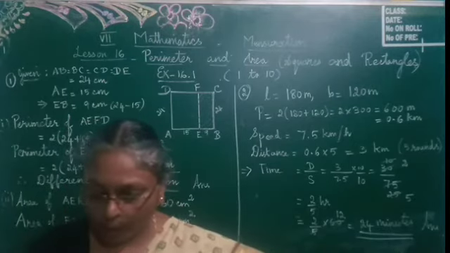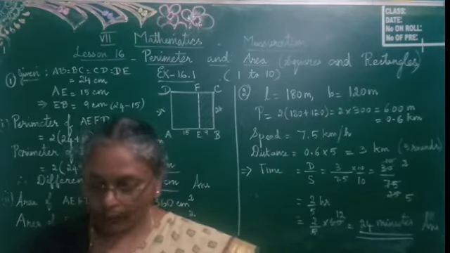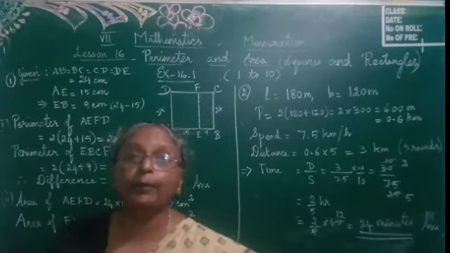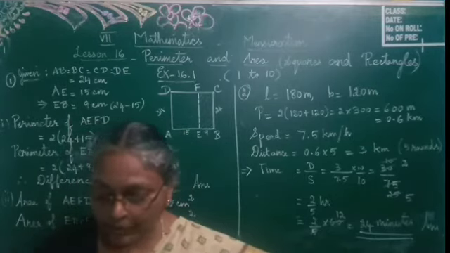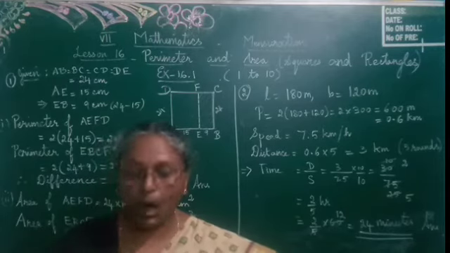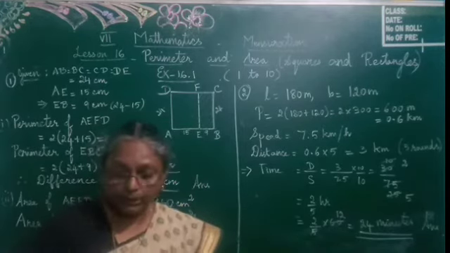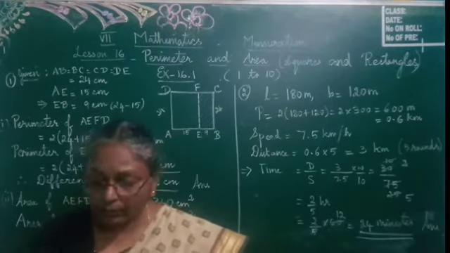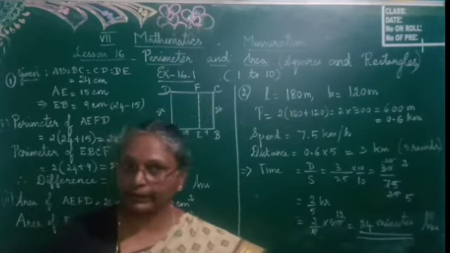Nagma runs around a rectangular park 180 meters long and 120 meters wide at the rate of 7.5 kilometers per hour. In how much time will she complete 5 rounds? This is what we are asked to find: time. So first we need to find distance. We are given speed, and distance we do not know directly.